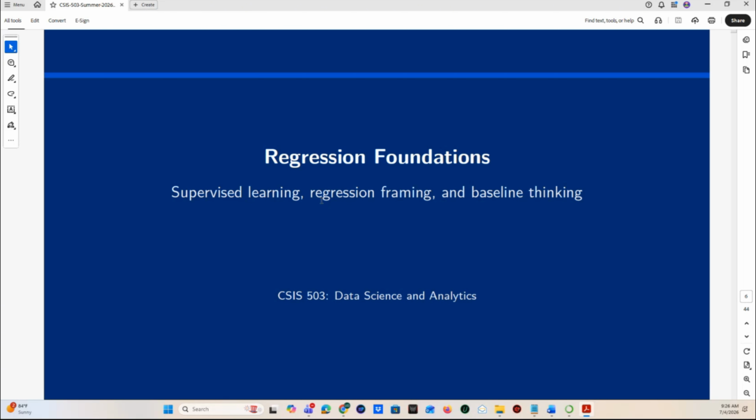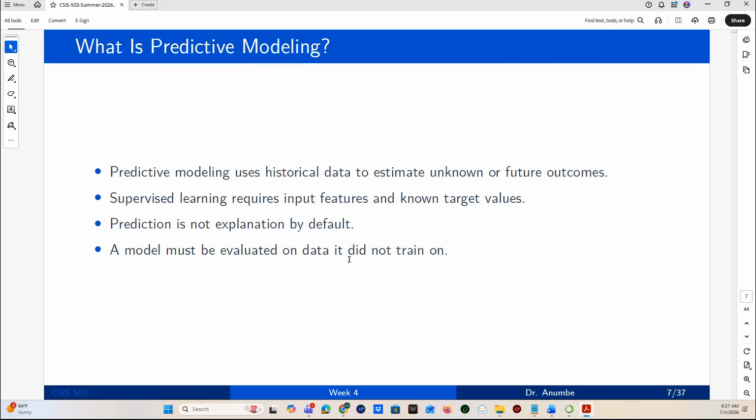So for the regression foundations, the focus will be on supervised learning, regression framing, how to frame a regression problem, and baseline thinking that you need to solve these kinds of problems. So we'll start by understanding what exactly predictive modeling is. Predictive modeling is essentially the science and art of using historical data to estimate unknown or future outcomes.